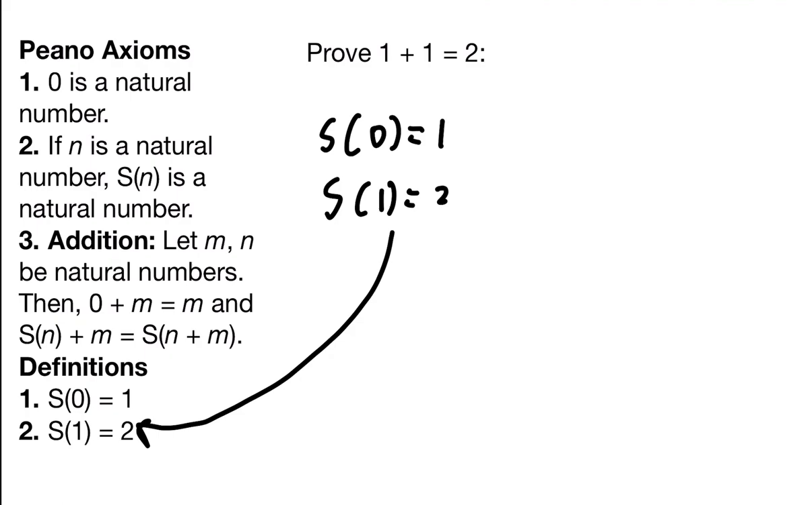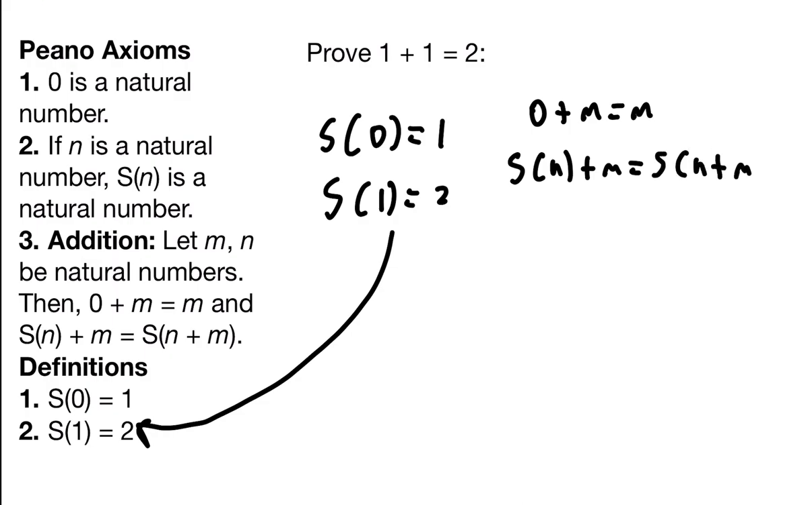Next, we define addition. We say let m and n be natural numbers. Then 0 plus m equals m. That makes sense, right? 0 plus any number is just that number. And we also say s of n plus m equals s of n plus m.